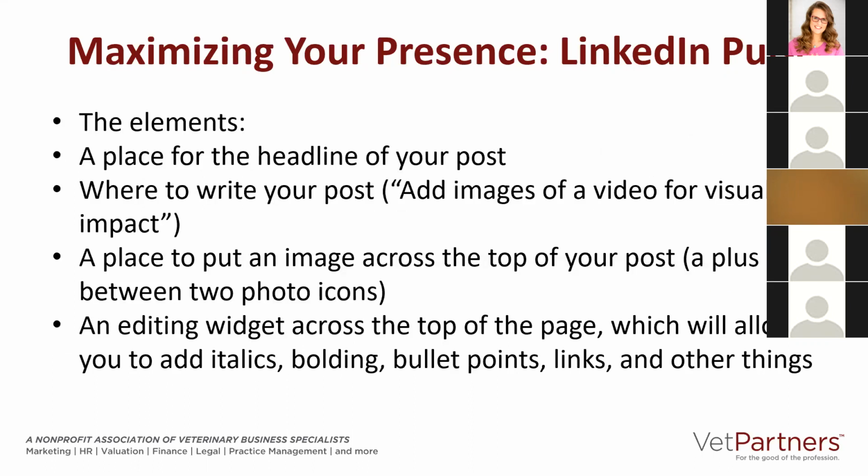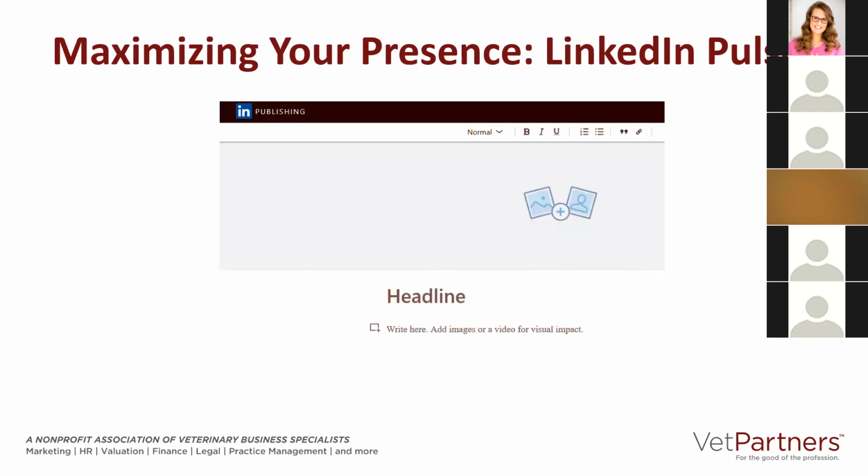When you do that, you'll navigate to the next page, which will contain a number of elements: a place for the headline of your post, where to write your post, and then a place to put an image across the top of your post, a plus sign between two photo icons. And then there's an editing widget across the top of the page, which allows you to add italics, bolding, bullet points, links, and some other things. On this slide, you can see the layout of the LinkedIn Pulse blog post template and what is available when you click the write an article link.